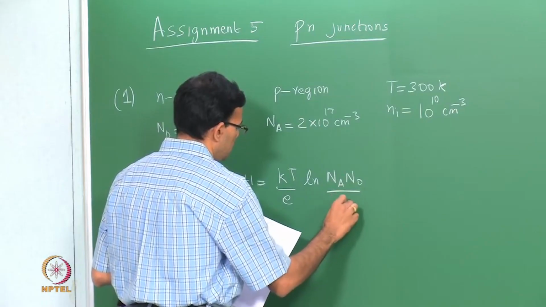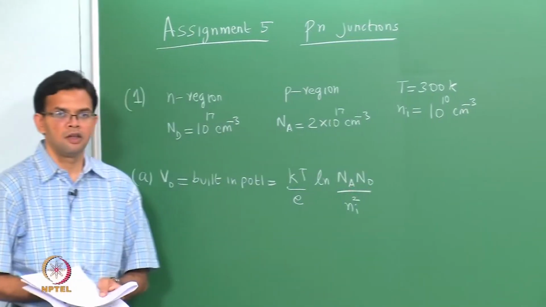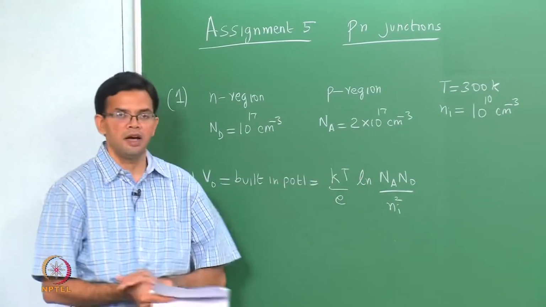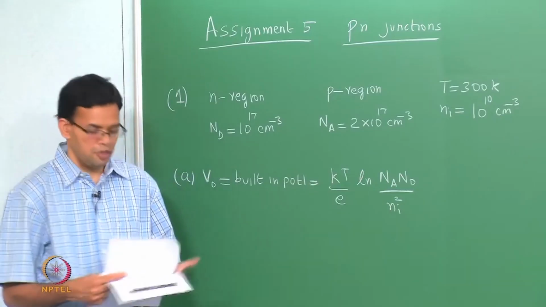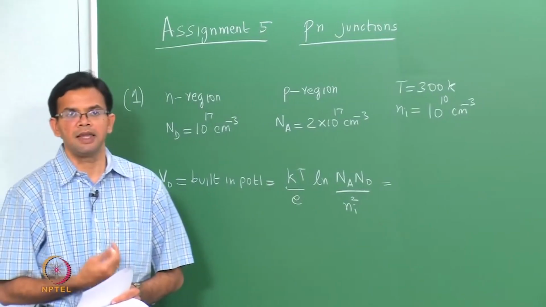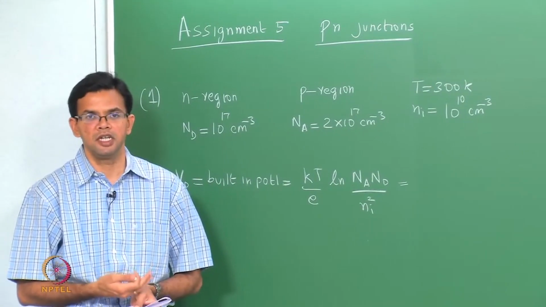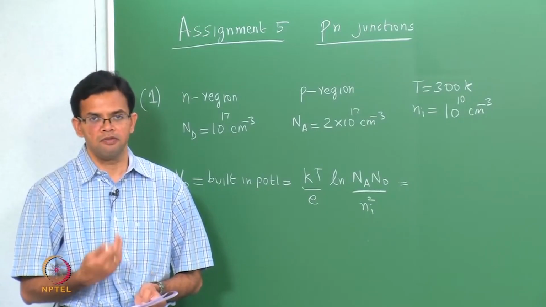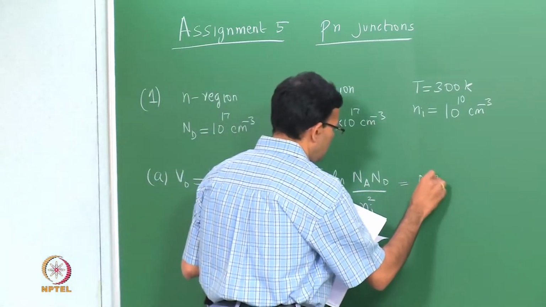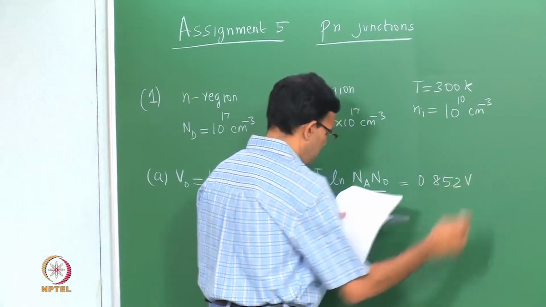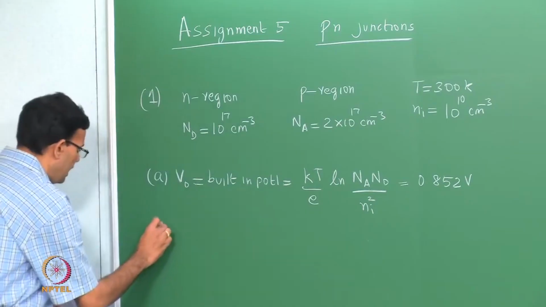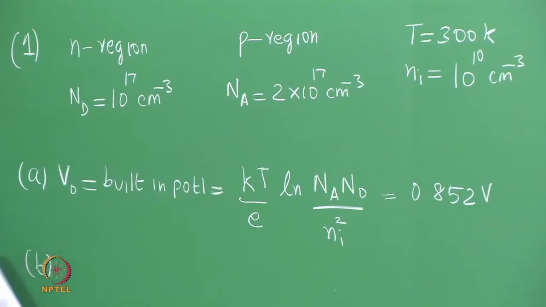This built-in potential is nothing but kT over e ln of Na Nd over Ni square. So, this is just a direct substitution of the numbers. Na and Nd are given, Ni square is also given. If Ni is not known, you can always calculate Ni from the band gap and the effective density of states or the effective mass of the electrons and holes. So, you can just plug in the numbers and the answer is 0.852 volts.